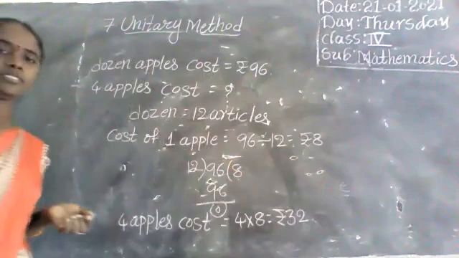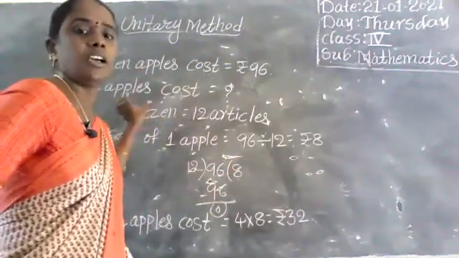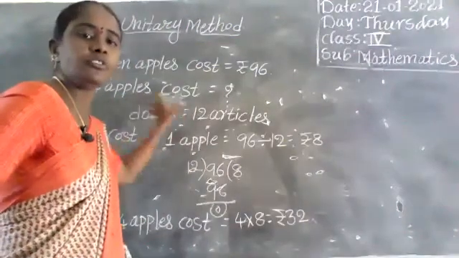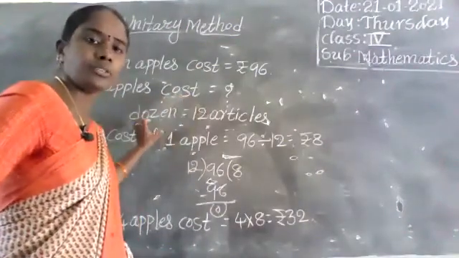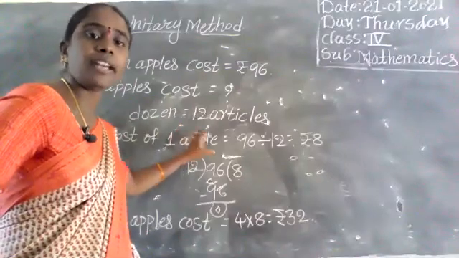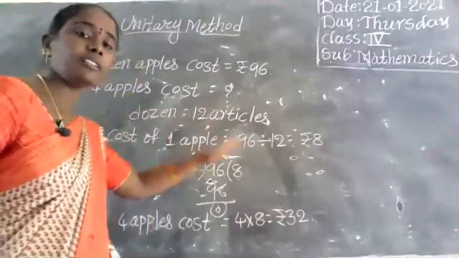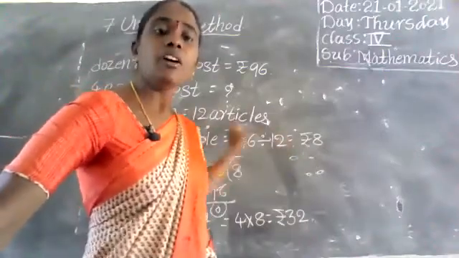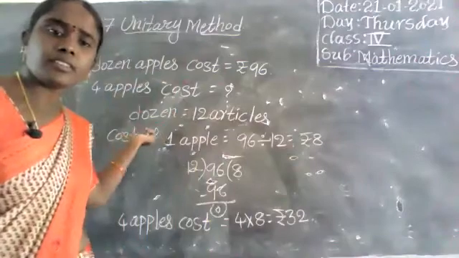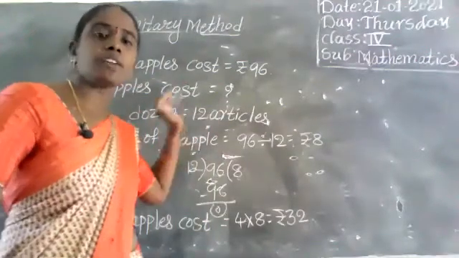Okay, 32 rupees. Here the cost of a dozen apples is given, and we have to find the cost of 4 apples. First of all, what is the cost of one apple? We have to find one apple's cost. How? 96 divided by 12. What is 12? Dozen. Dozen means 12 apples.